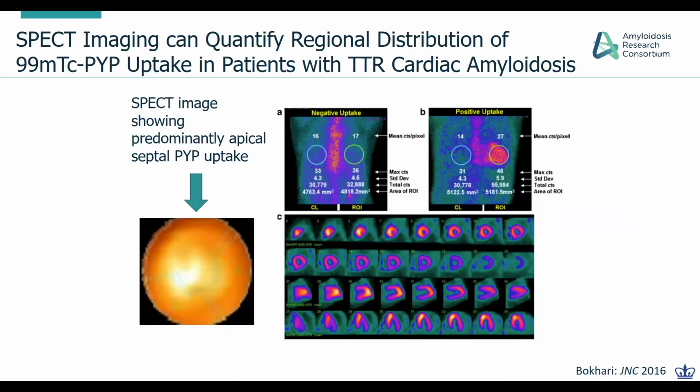With the SPECT imaging, we can also look at the distribution of PYP uptake in patients with TTR cardiac amyloidosis. We are collecting the data, but whether the significance of this distribution would be important in serial imaging and quantifying uptake, this work still needs to be done.